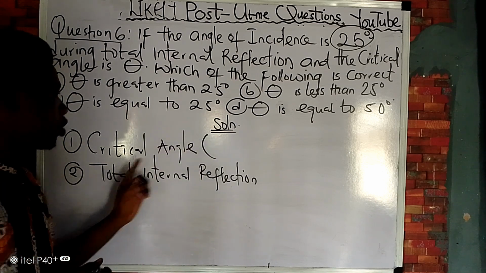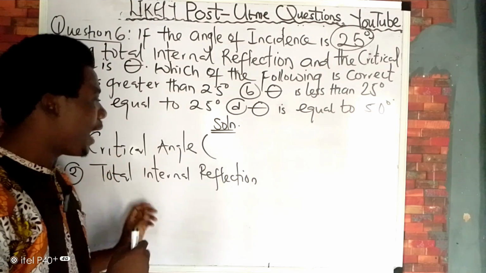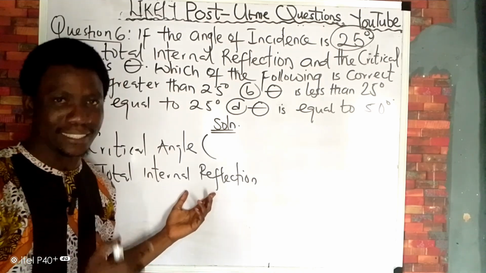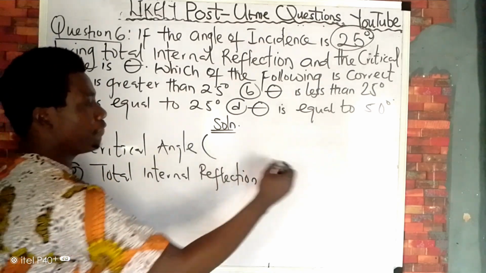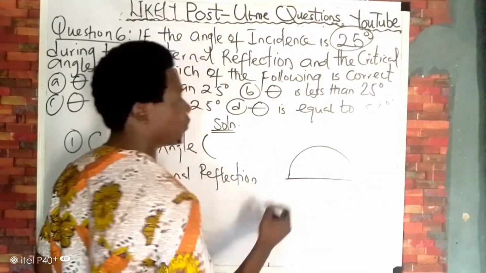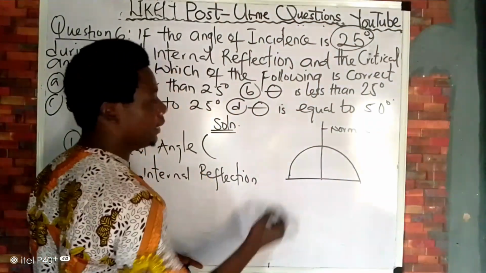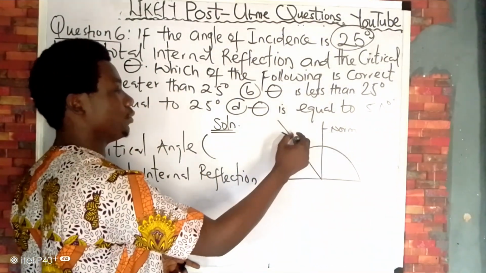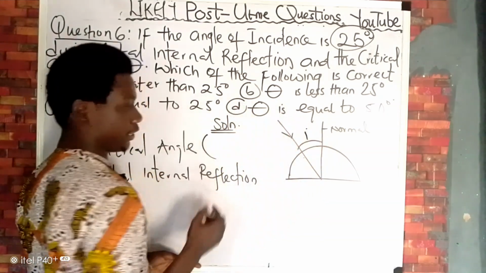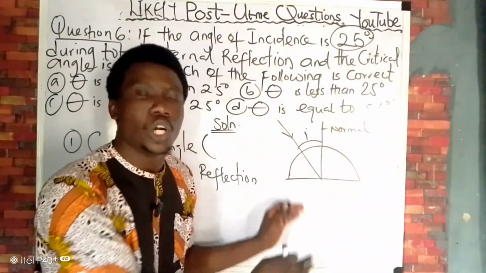Now, critical angle is the angle of incidence in the denser medium when the angle of refraction in the less dense medium is 90 degrees. What do I mean? If I have a semicircular glass like this, watch this carefully. And I have a line here which is called the normal. Now let's assume this is our incident ray. If this is the incident ray, this angle becomes the angle of incidence.